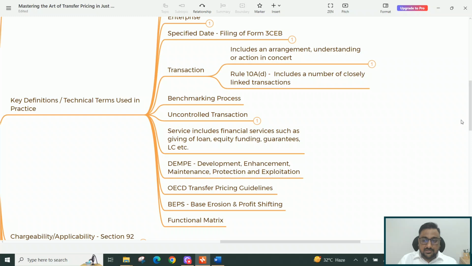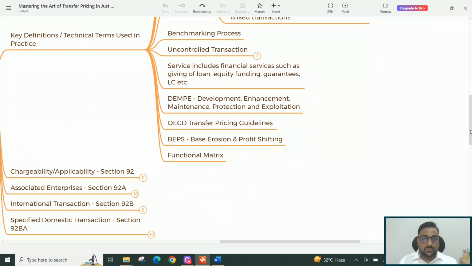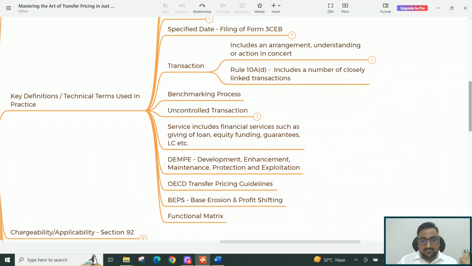Functional matrix is nothing but a summary table which shows what functions have been performed by which type of entity. We'll learn that when we learn the functional process. I hope these definitions are clarified.